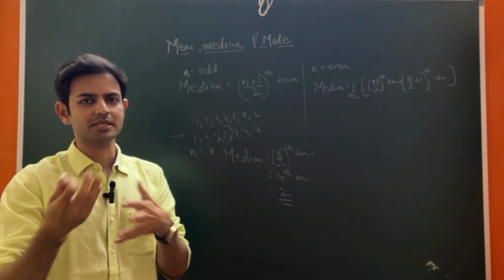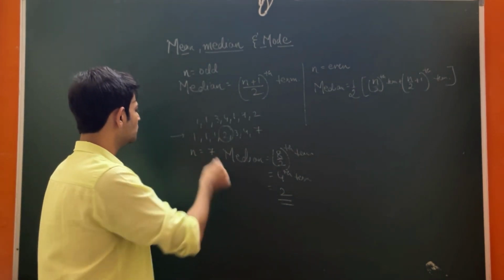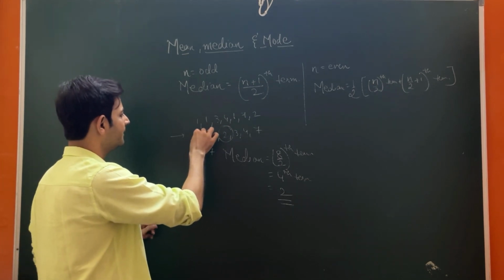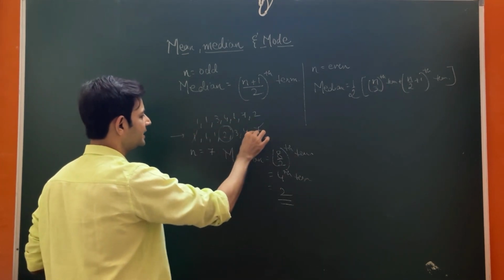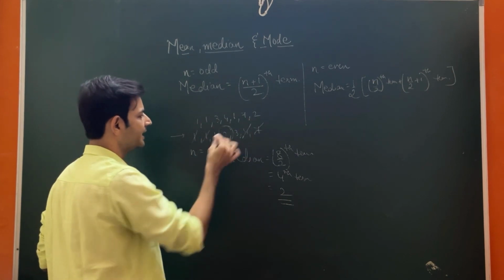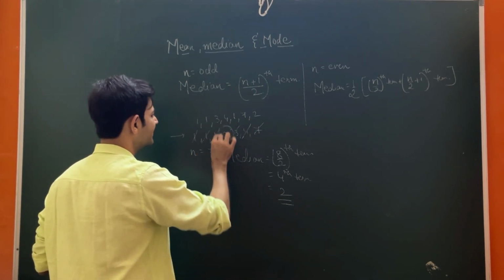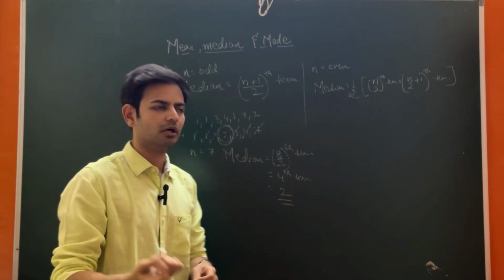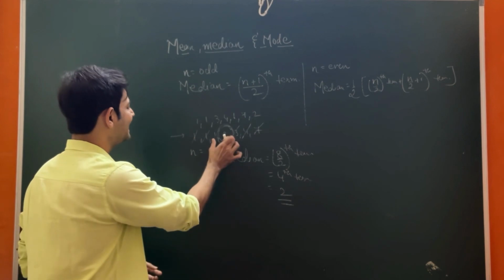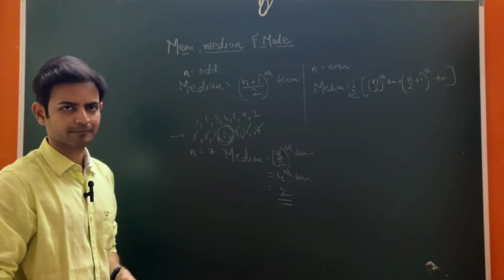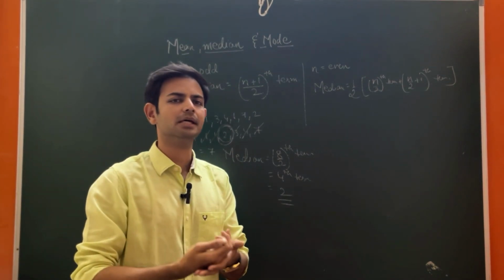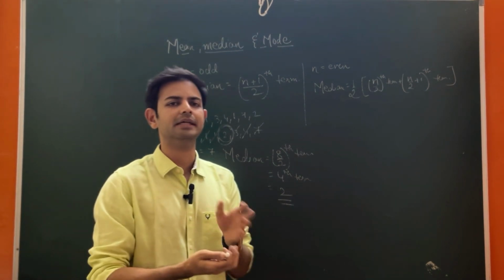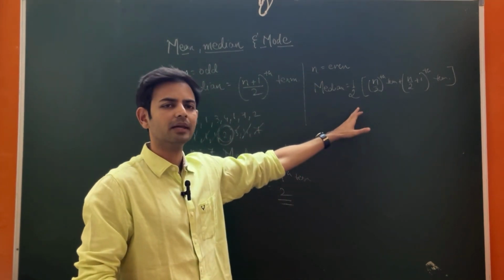If you want to cross-check it in another way, you can arrange them in ascending or descending order and start striking the numbers from the ends. Like we strike this, then this, then this. Whatever is left is my median. If you have an even number of terms, arrange them in ascending order and take the average of the middle two terms. That way you can find the median whether the number of terms is odd or even. You can use either formula to find the answer.